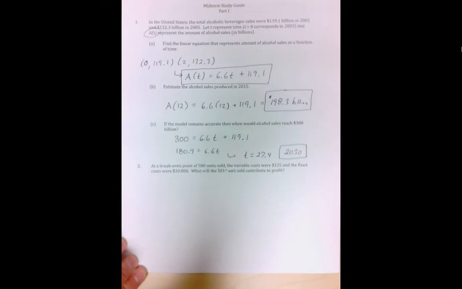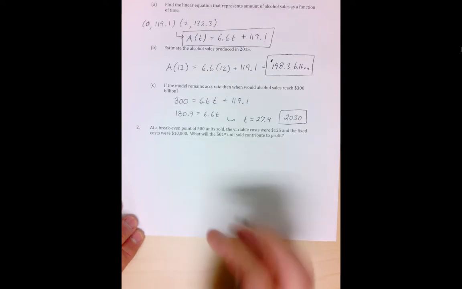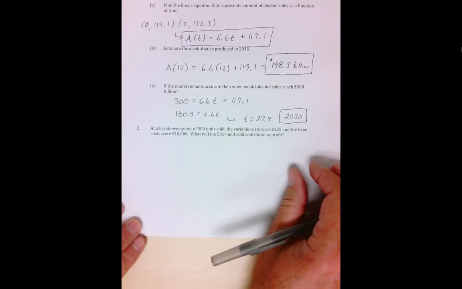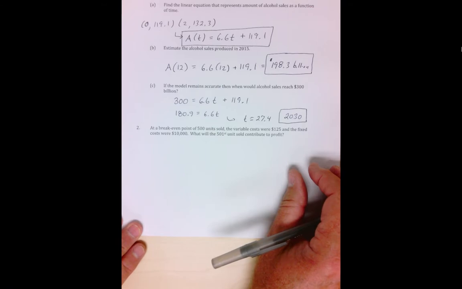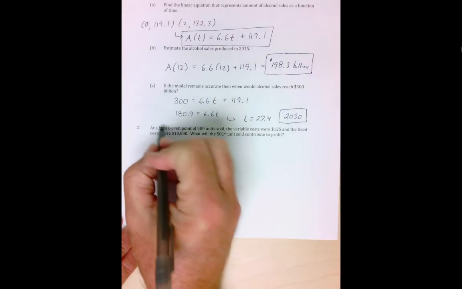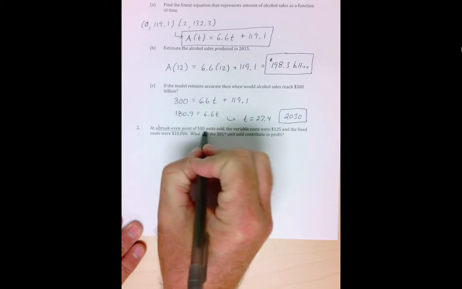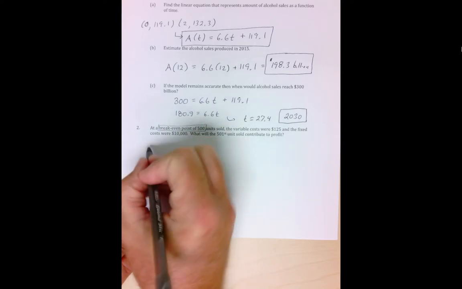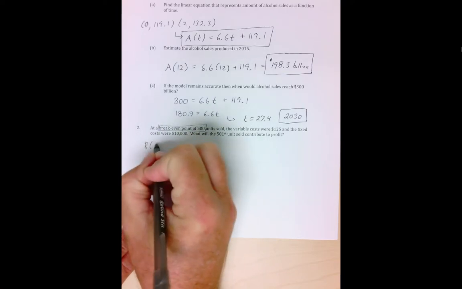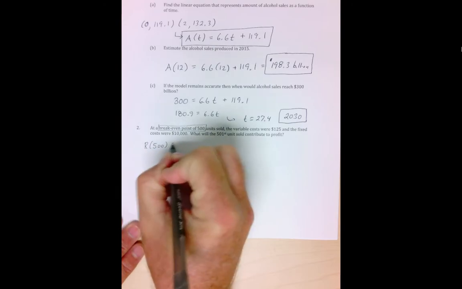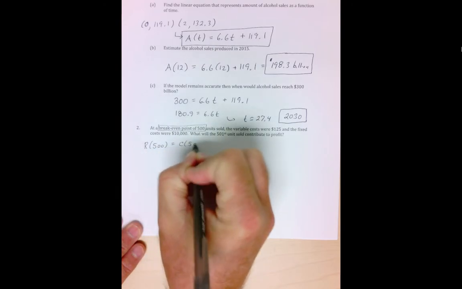All right, gang. Number 2, at a break-even point of 500 units sold, the variable costs were $125 and fixed costs were $10,000. Now, guys, when we see this break-even point of 500, what I know right off the bat is that my revenue at 500 is the same thing as my cost of 500.